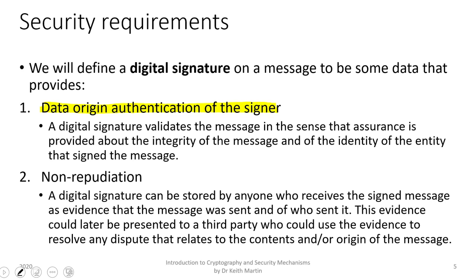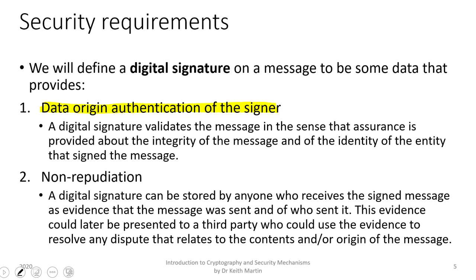For example, if I send you a message with a corresponding digital signature, you should be able to verify that it was sent by me and the message has not been altered after I have sent it to you. So that is one requirement from the receiver's point of view. The receiver should be able to verify.